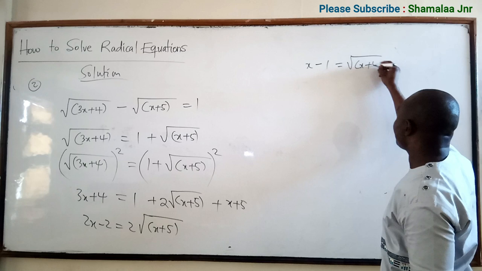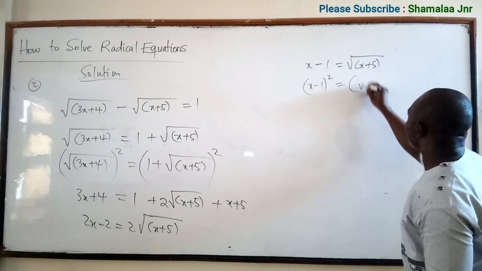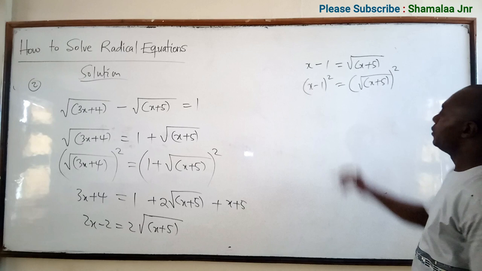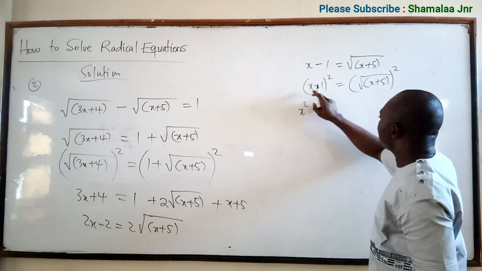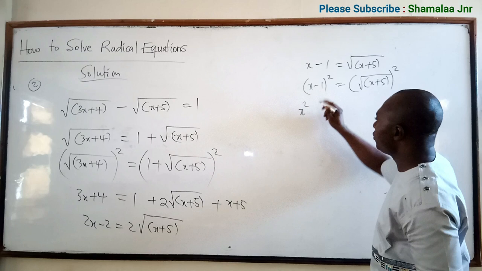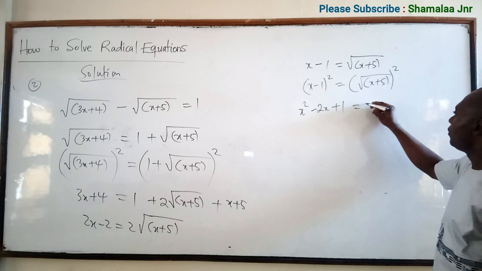5. Now, at this point, you can say x minus 1 all squared is equal to square root of x plus 5 all squared, so that you can get rid of the square root sign. So this one is the same as x squared plus this times this will be negative x times 2, so negative 2x, plus negative 1 squared, that is 1, and this is equal to, when you square this side, x plus 5. The square root sign will go.